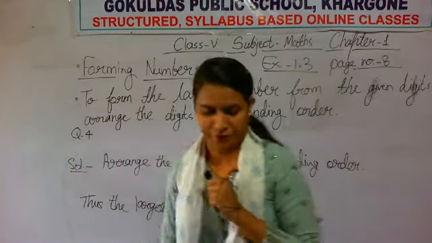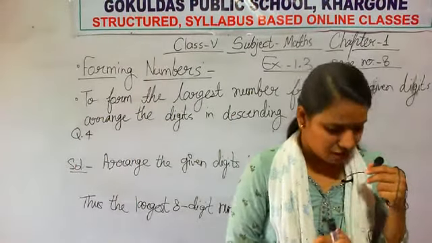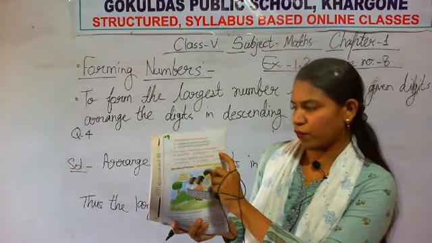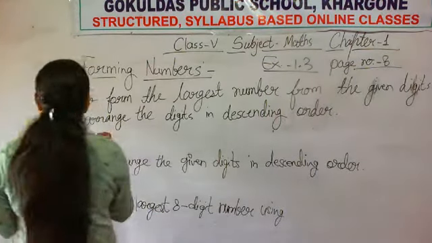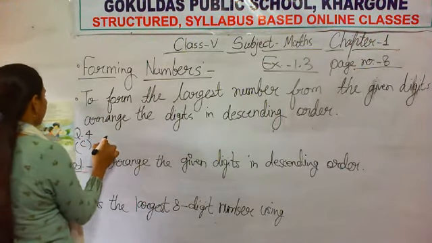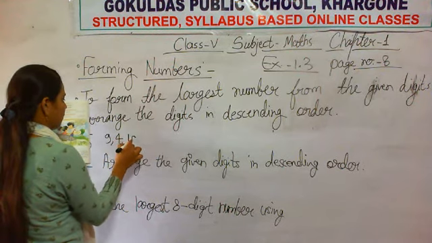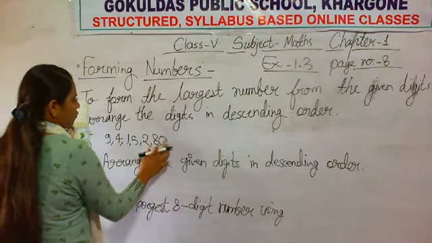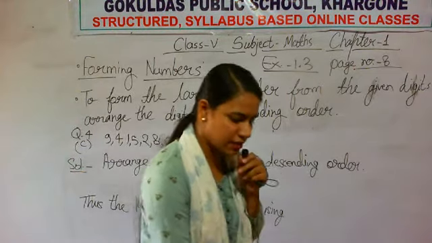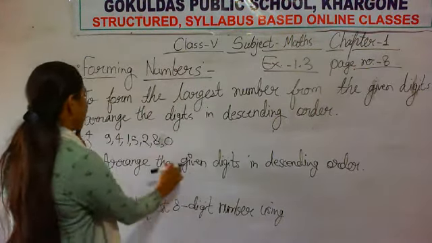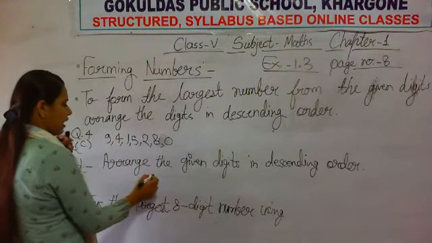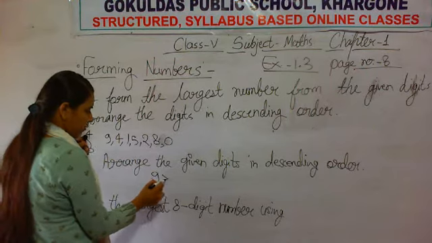See how many digits are given in the question. Count: 1, 2, 3, 4, 5, 6 and 7. Seven digits are given and you have to make the largest 7-digit number. So for forming the largest number, you have to arrange all the digits in descending order. So start arranging all these digits. Among the given digits, you see that 9 is the largest, so you write 9 at the first place.